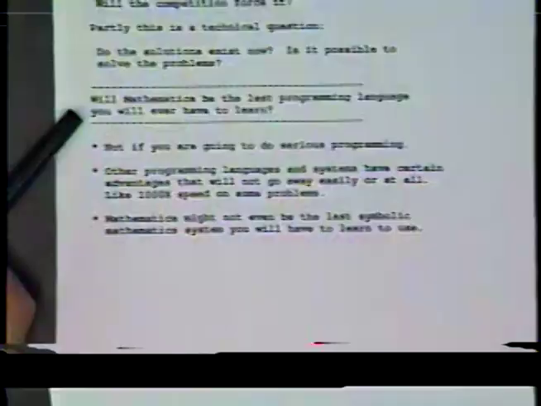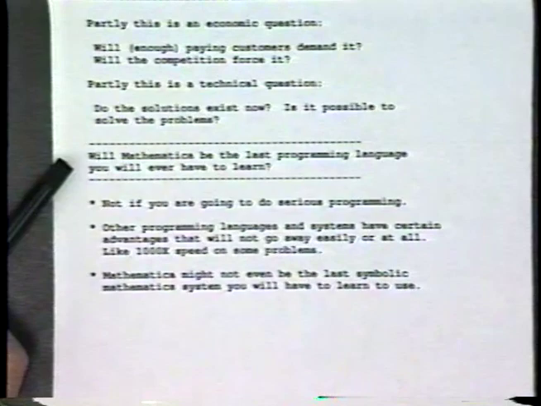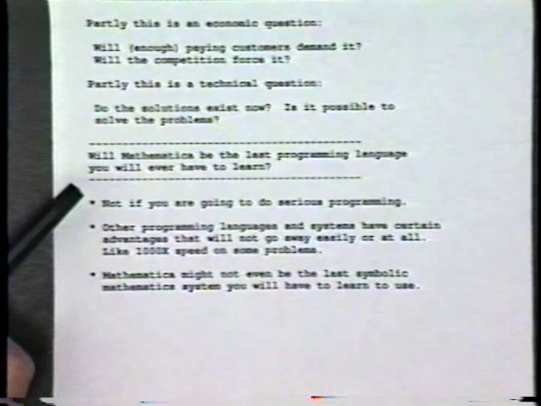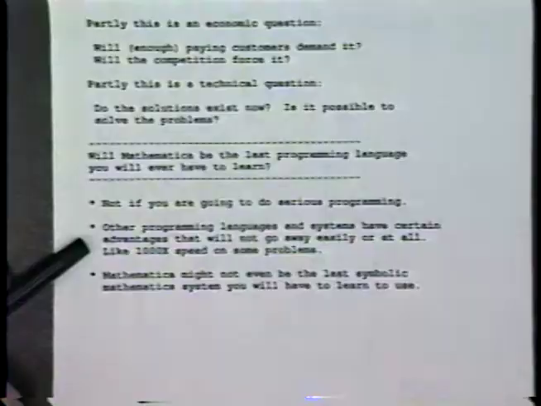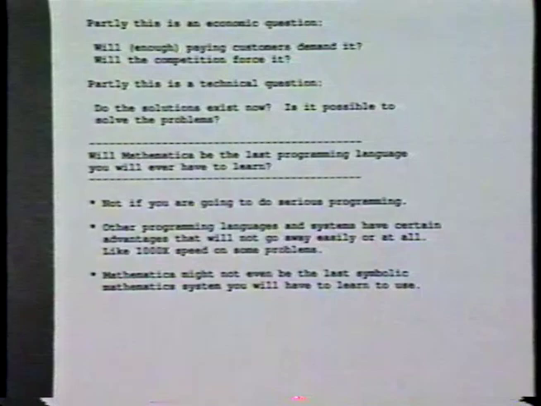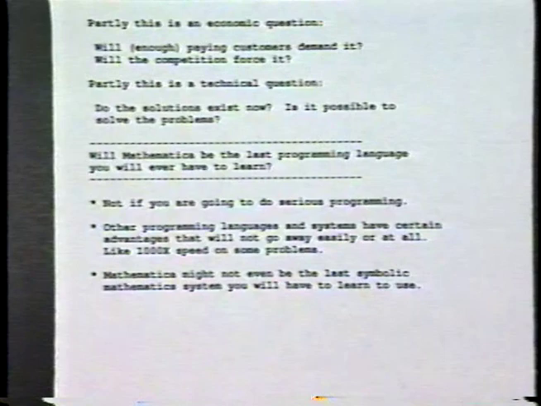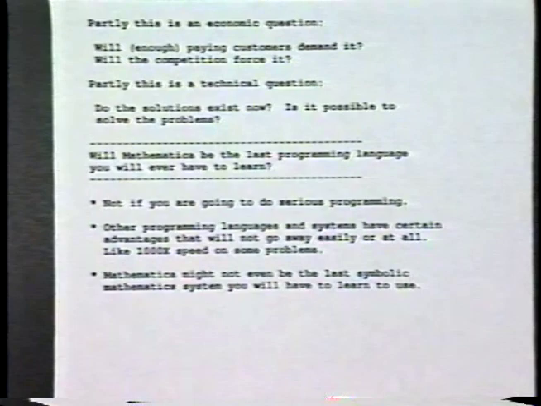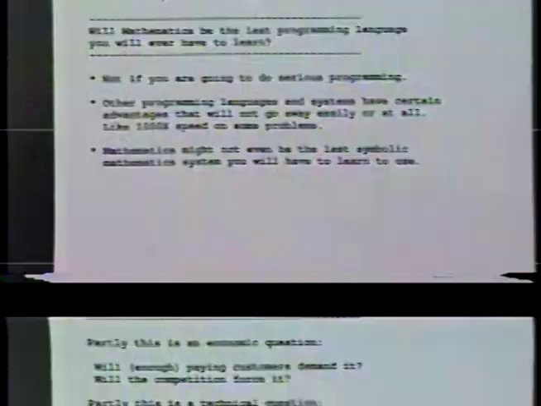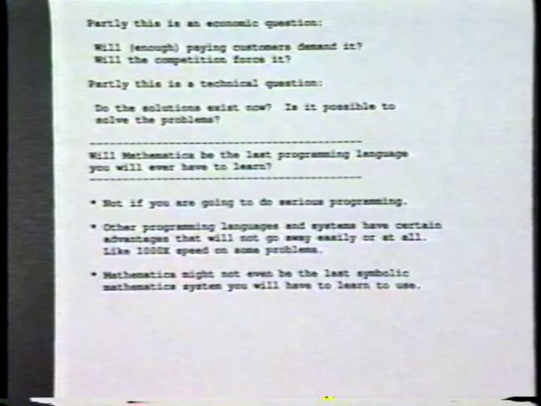Will Mathematica be the last programming language you will ever have to learn? Well, I don't know. For some of you, maybe. But I would say that it's not going to be the last language you will have to learn if you're going to do serious programming. There are other programming languages and systems with advantages over Mathematica that will not go away. Like a 1,000 times speed up on problems. Now, a factor of 1,000 is a big difference. It's the difference between, what is it, 3 seconds and a day? Something like that. There are things that you would do on a computer 1,000 times faster that you wouldn't consider doing otherwise. So you may have to write programs in C or Fortran or even Lisp or some other programming language if you're serious.